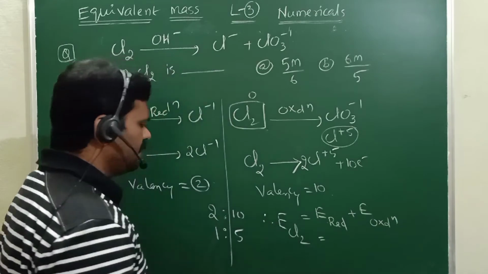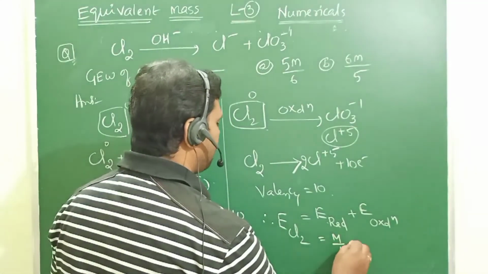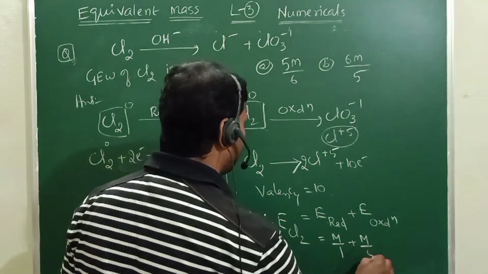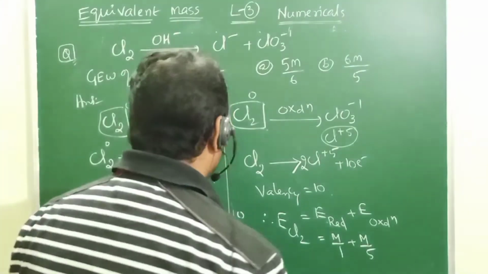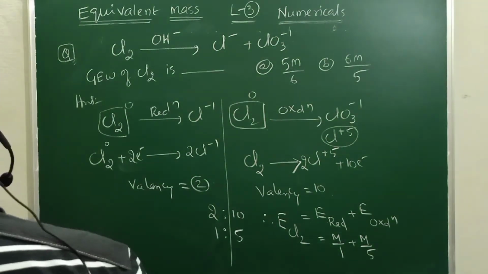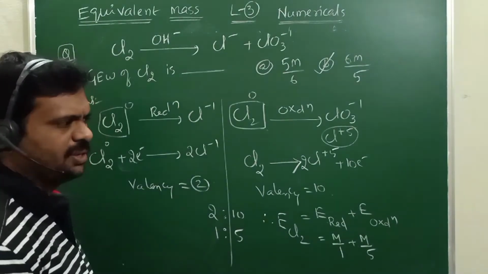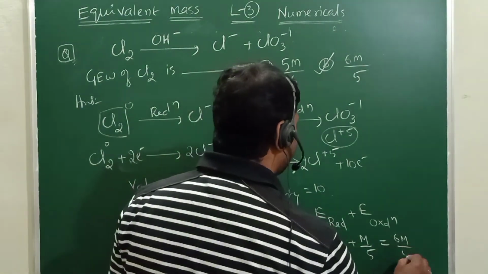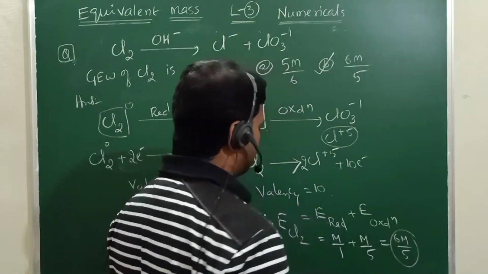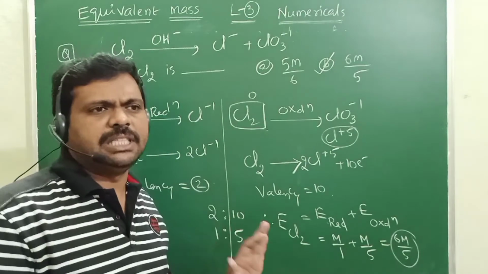That is equal to mass divided by equivalent weight: M by 1 plus M by 5. With a simple LCM and simple calculation, you will get B as the answer. So that is equal to 6M divided by 5. So the equivalent mass of the chlorine is equal to 6M by 5. Okay, up to this one is clear.